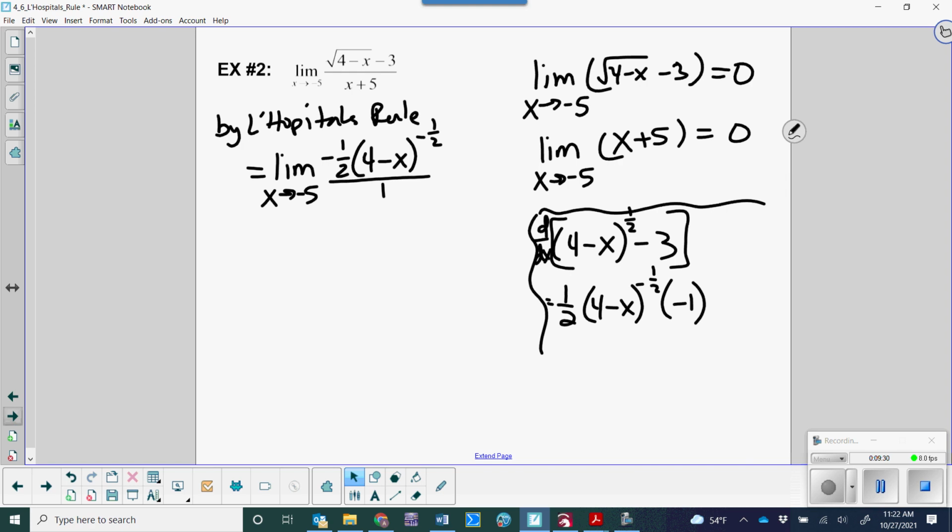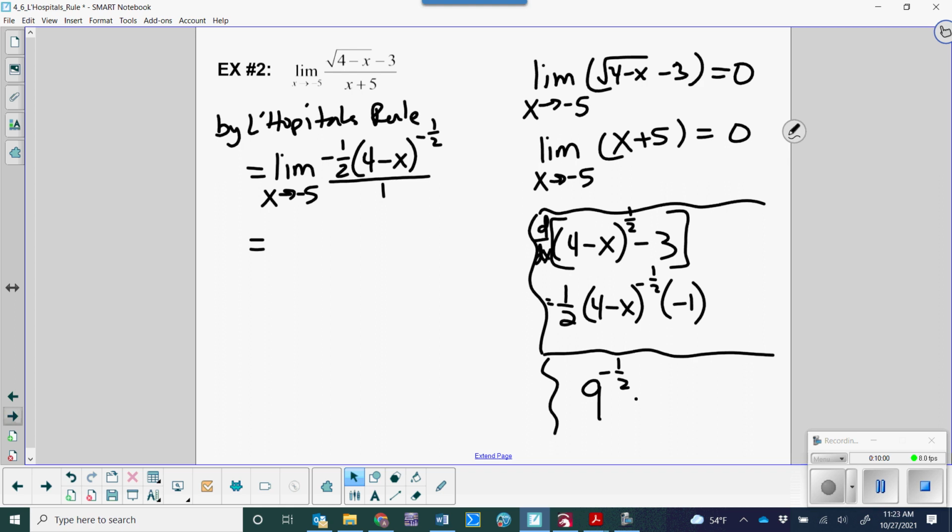If you want, put it over 1. That just shows you did derivative of top and bottom. And then I can plug in, well, now I'm going to get a number. I'm not going to get 0 over 0 certainly, because I don't have a top and a bottom that are functions anymore, that are functions that have x's in them. So I plug in -5. 4 minus -5 is 9. 9 to the 1/2. Again, scratch area if you can't think about it.